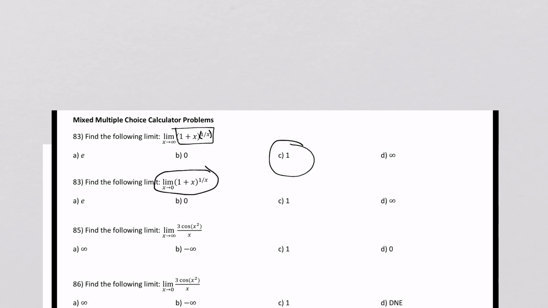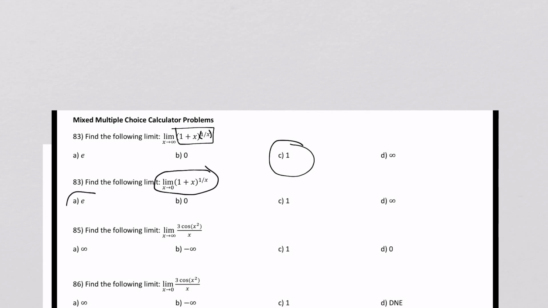I get 2.5937, and then I'll go 0.01, getting me closer, and I get 2.7048. Then 0.001, so each time I'm adding a new 0 in front of my 1, and I get 2.7169. 0.0001 gives me 2.7181. Maybe you see where this is going already. 0.00001 gives me 2.7183. And if I did it once more, with more zeros, 2.7183 again.